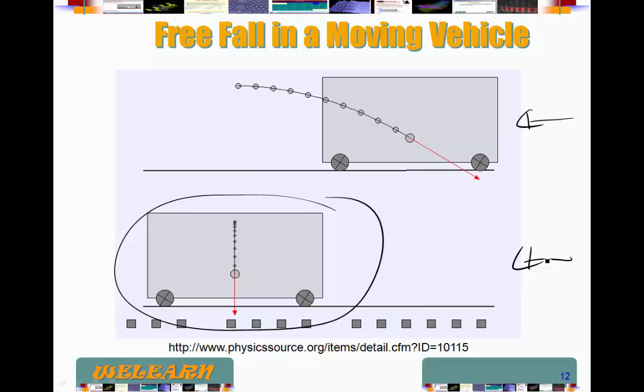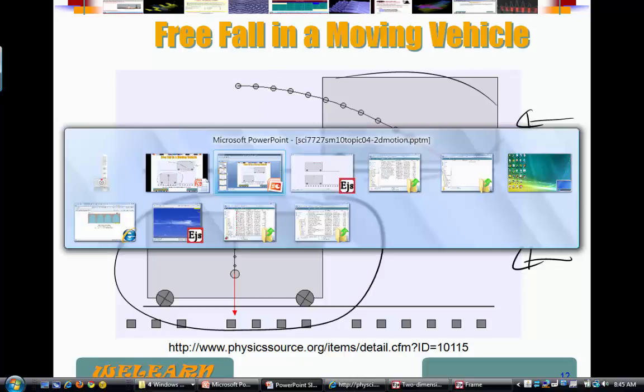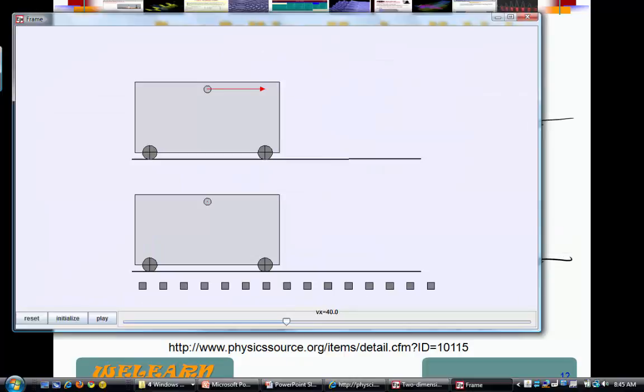The situation depicted by the simulation is the situation of someone taking an object, holding it up high on the van, and dropping it. What happens relative to the van, and what happens relative to someone outside the van. Okay, let's see it here.